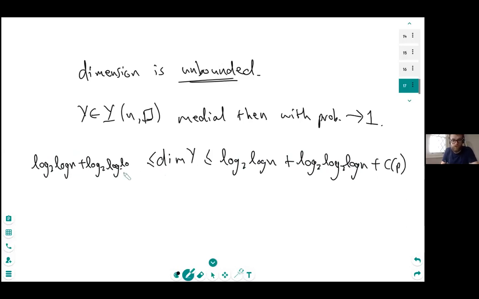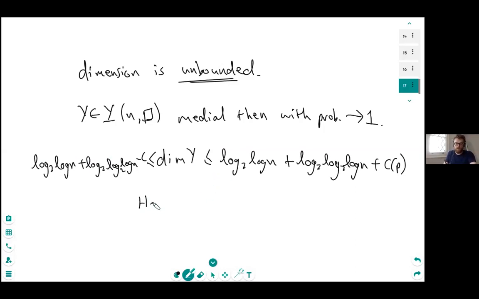Log log n minus c. Okay, so not the prettiest expression, but it's also kind of crazy to me that the dimension of this complex definitely diverges as n goes to infinity, but very, very slowly. And moreover, you can very precisely say that the dimension, up to a constant, is exactly this double log plus triple log. So the dimension goes to infinity, but very slowly.